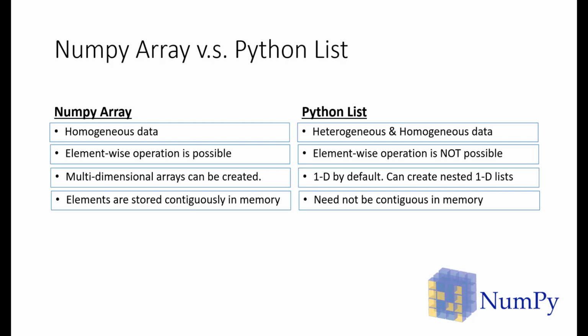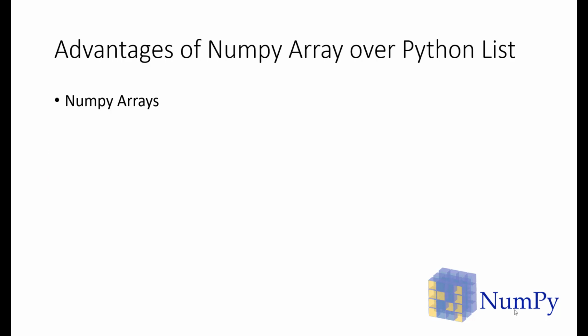What this means is all rows of a two-dimensional NumPy array must have the same number of columns, or if it is a three-dimensional array, it must have the same number of rows and columns in each. A NumPy array has lots of advantages over a Python list. So a NumPy array consumes less memory.